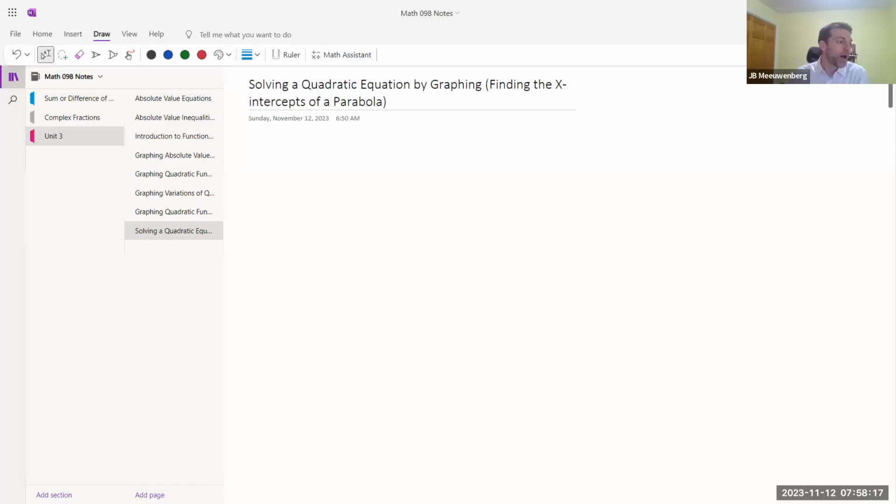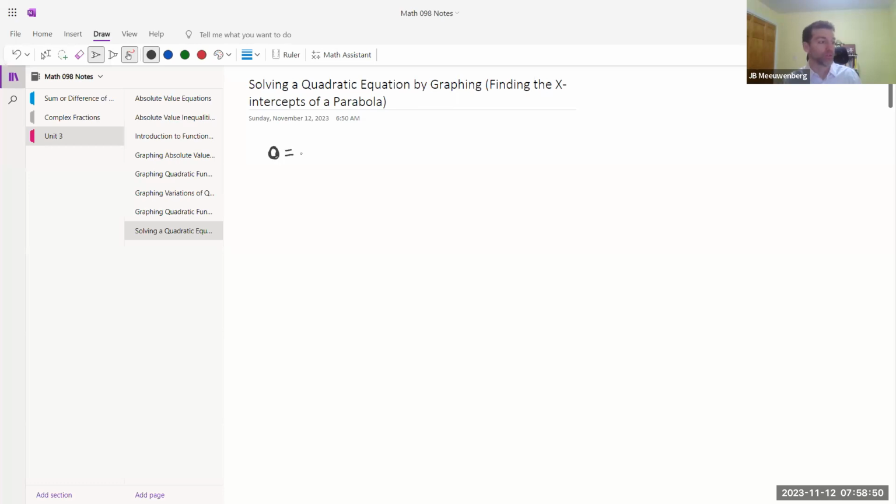All right, so we are going to move on to solving a quadratic equation by graphing and finding the x-intercepts of a parabola, because these are completely connected to each other. So first of all, let's talk about solving a quadratic equation. This is something that you are familiar with already. We solved equations in the past that might have looked like this.